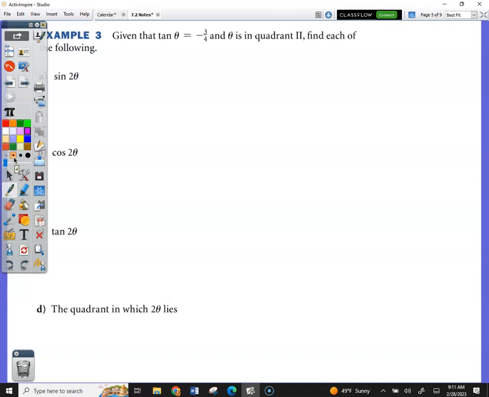What quadrant am I in? 2. So I'm going to draw quadrant 2. Remember how to draw your triangle. It always collapses to the x-axis. You don't draw it to the y-axis. That's a no-no. So it's going to come out of the origin and then collapse to the x-axis. Draw your right angle. Theta is our angle, so that goes right there in the corner.